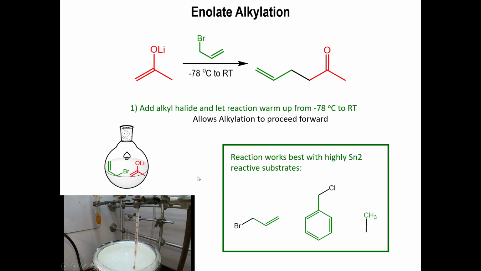The way that this works best is if you choose electrophiles that are guaranteed to be really good for SN2 reactions. Three of them are allyl bromide, benzyl bromide, and methyl iodide. And they don't have to be bromide or iodide specifically, but halogens. So allyl halide, benzyl halide, methyl halide will do the trick.